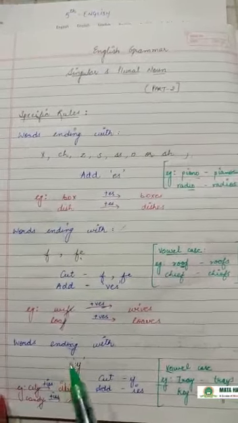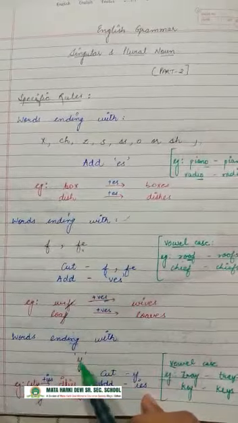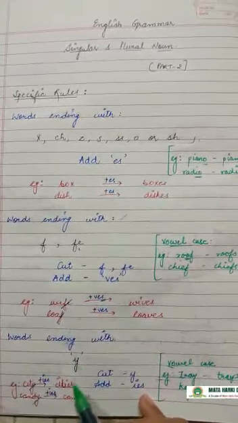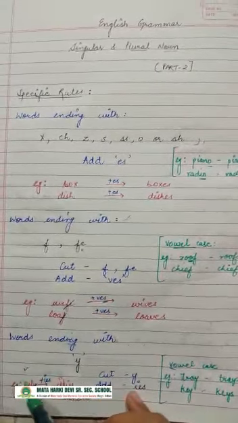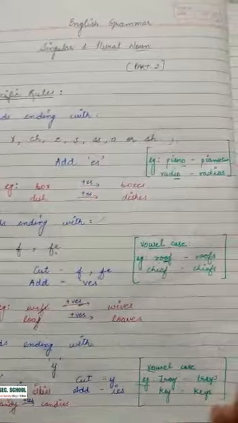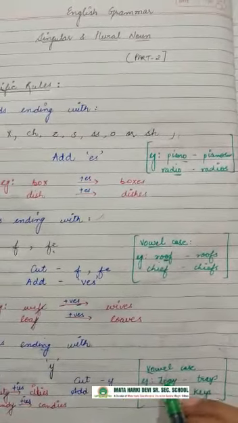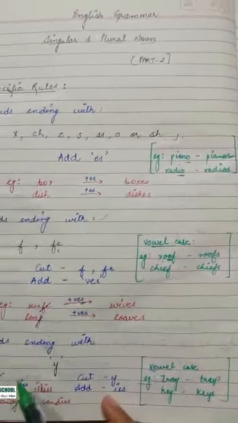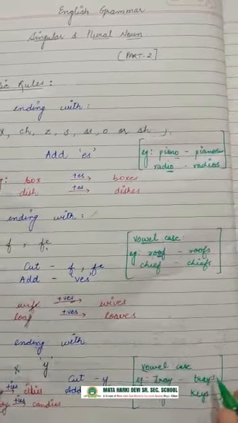Third exception is, in this case we have read the word ending with y. What we will do to change it into the plural form? We will cut the y and add ies. This was the case. What is the exception here now? The word ending with y but the previous letter is a vowel. Then we will not do this. What we will do? We will just add s to it.